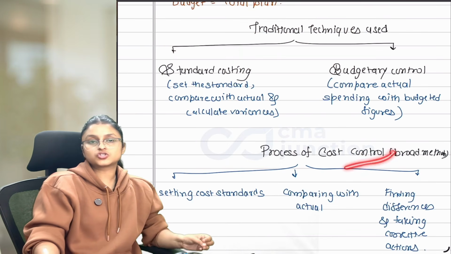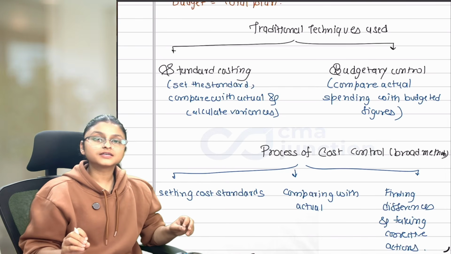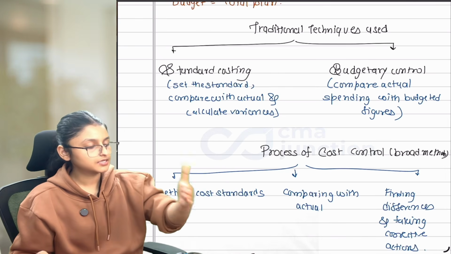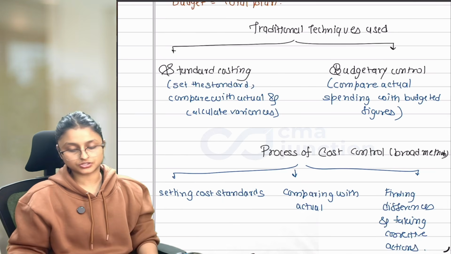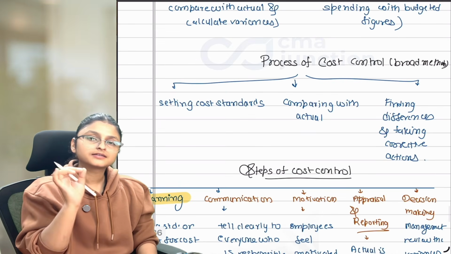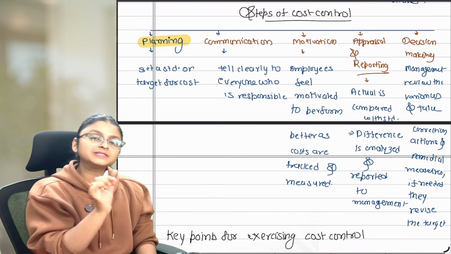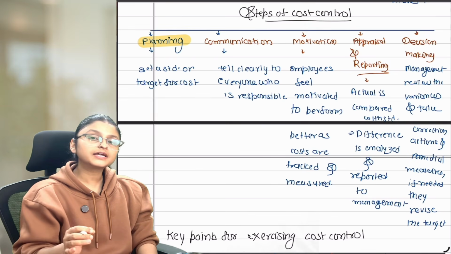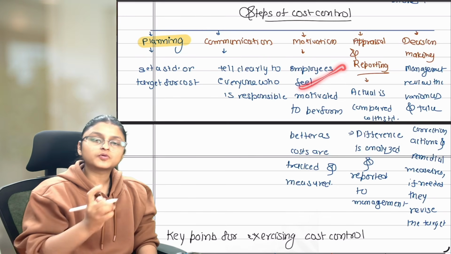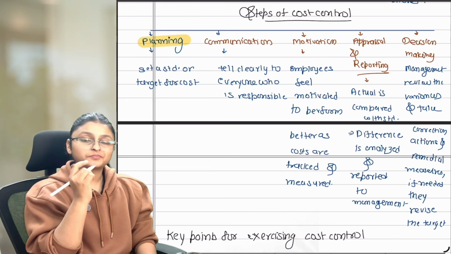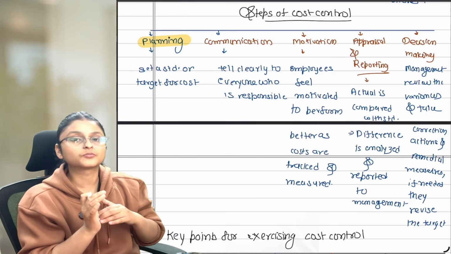Next is process of cost control. Here we are studying about broad method involved in cost control. And that is, first set the standard, then compare standard and actual, find out the variances and take corrective actions. Next is the detailed steps for cost control, which involves first planning, that means setting the standard, then communicating that standard to everyone responsible for the same. Then it also works as a motivation for employees, because employees know that their information is being tracked and there is someone who is watching their work, right?